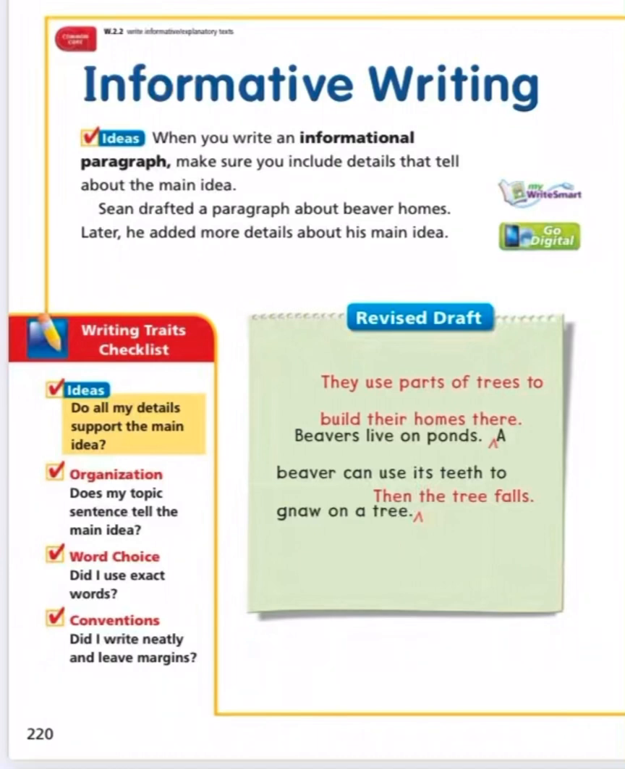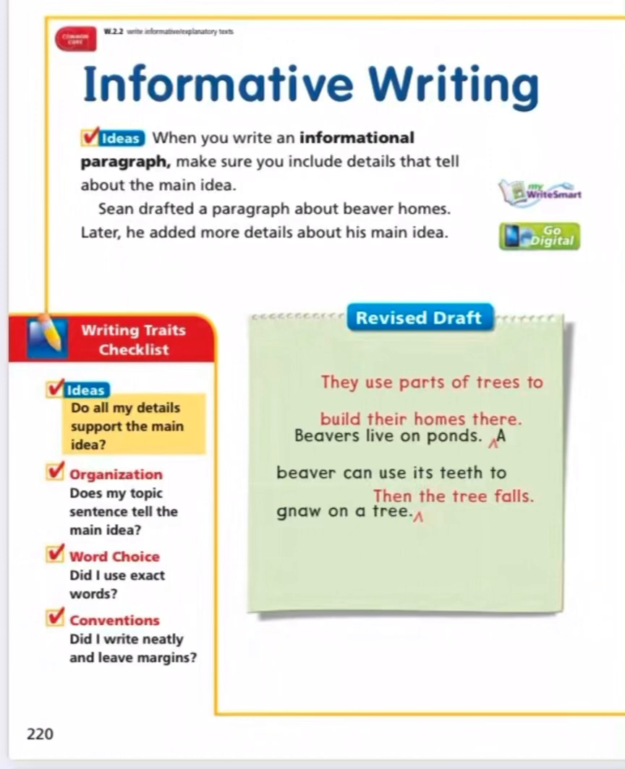Informative writing. When you write an informational paragraph, make sure you include details that tell about the main idea. Xian drafted a paragraph about beaver homes. Later, he added more details about his main idea. Revised draft. Beavers live on ponds. They use parts of trees to build their homes there. A beaver can use its teeth to gnaw on a tree, then the tree falls.